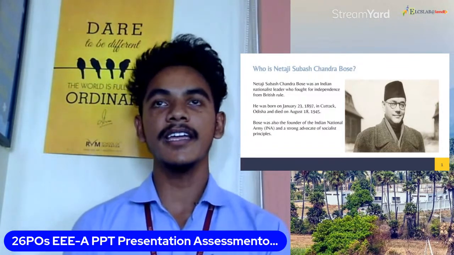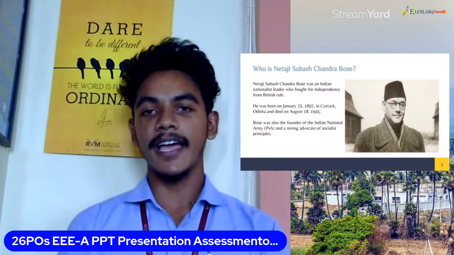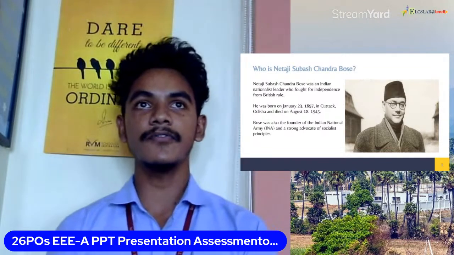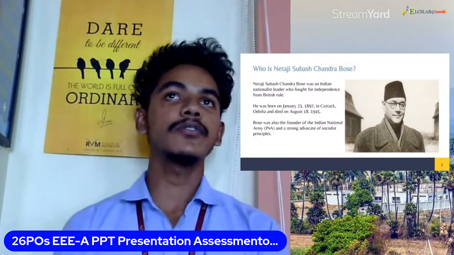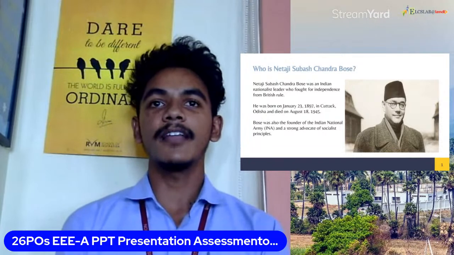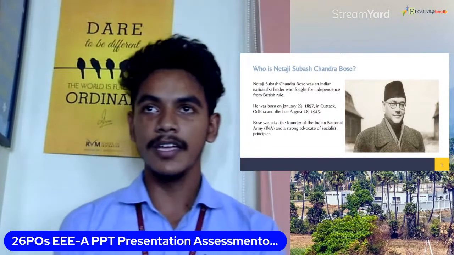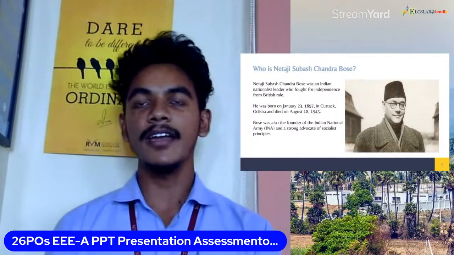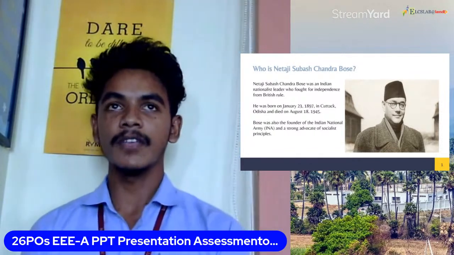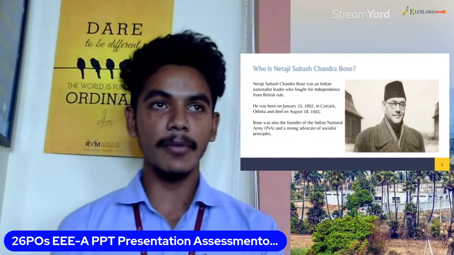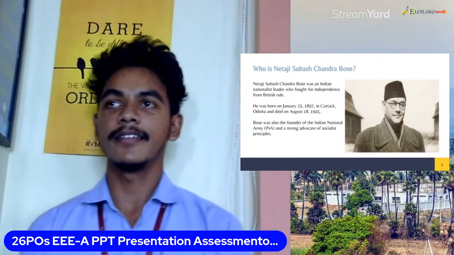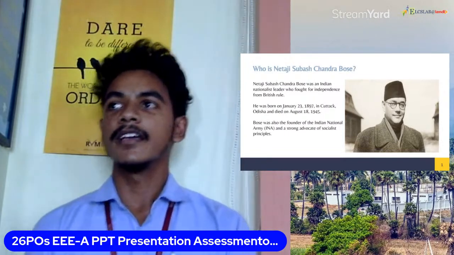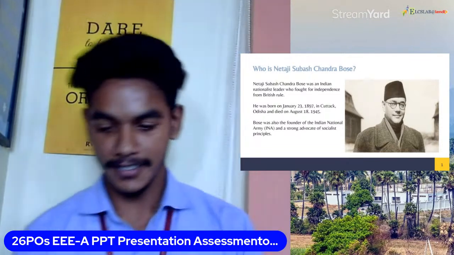After completing his degree, he returned to India and joined the INC, Indian National Congress. He continued as president for many years in the INC. Later, due to some disputes with Mahatma Gandhi and Jawaharlal Nehru, he separated from the INC and founded the INA, Indian National Army, with the help of the German people and the Japanese army. Later, he gave famous slogans.